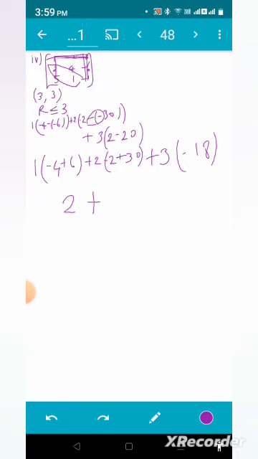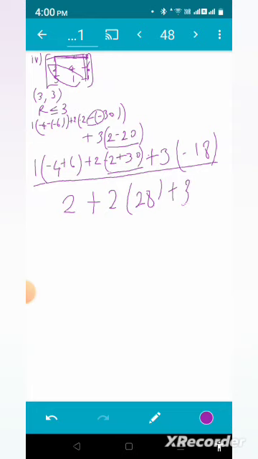Then 20 minus 2 is minus 18, I put here. Then I evaluate these numbers, that is plus 6 minus 4 is 2, plus 2, I put here. Then 30 minus 2 is 28, I put here 28, plus 3 into minus 18. So I multiply this number and this number, that is 2 plus 56 minus 54.